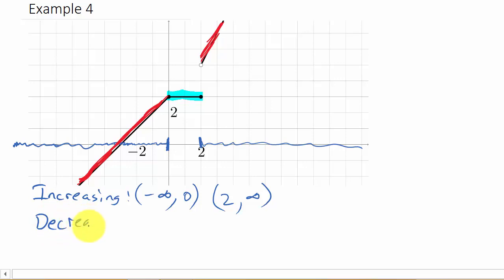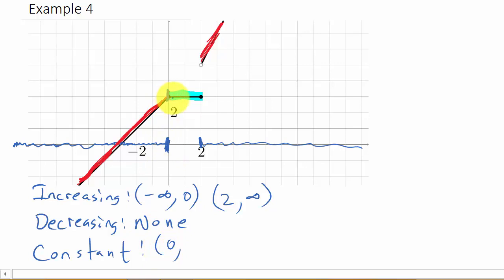And now let's look at decreasing. So where's this thing decreasing? Well, it's not decreasing anywhere. So the intervals that it's decreasing are none. And then the last one, the constant. Where's this thing constant? Well, that's where it's flat. Well, it's flat here. Well, where does it start? Well, it starts right here at an x value of 0. And it's still constant, constant, and it stops here. It stops being constant here at an x value of 2.